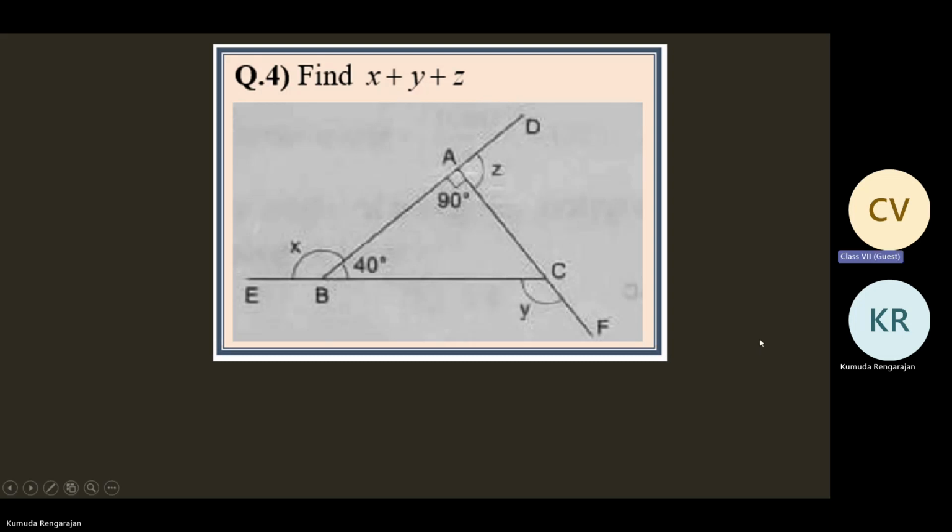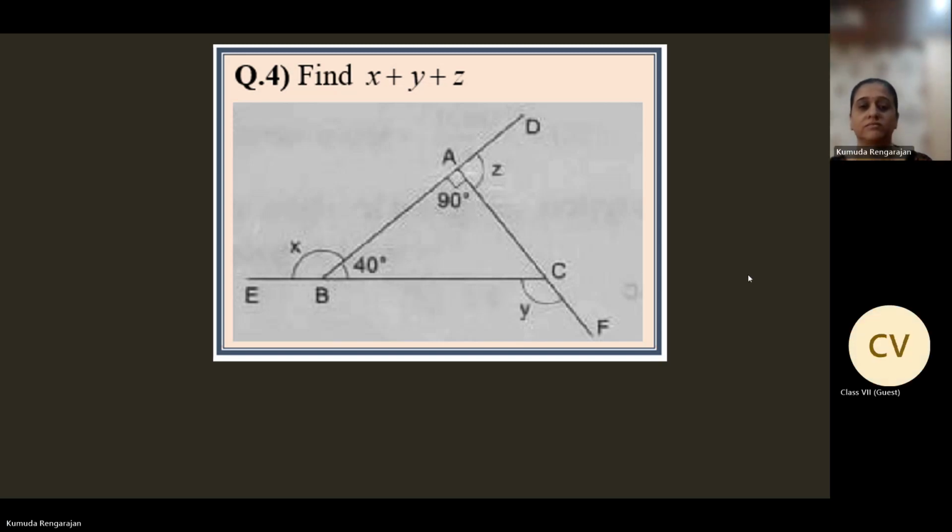Ma'am, can we do the sum on our own? Yeah, sure. Please draw the diagram. Mark the angles and the unknown values x, y, z.